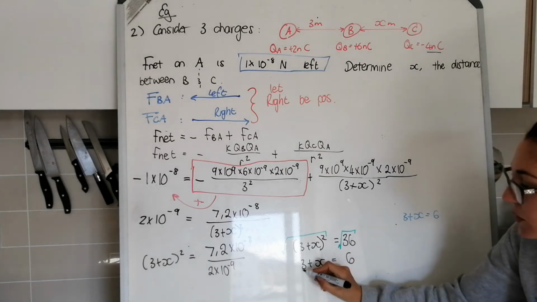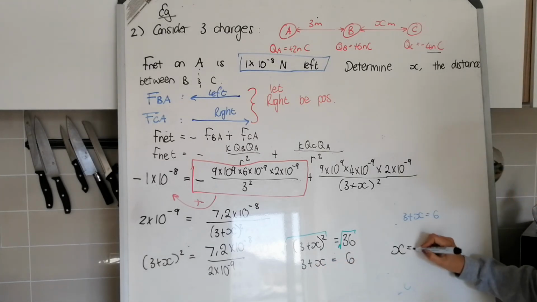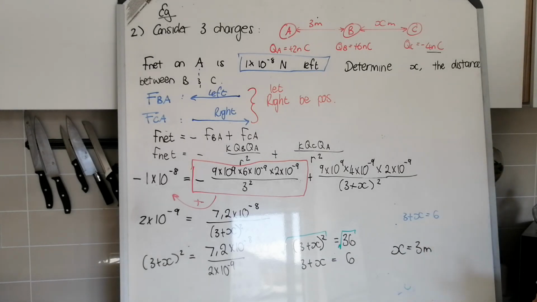And now we solve for x. We hop our 3 over and subtract it, and we get x is equal to 3 meters. And that's it. Okay, we are done.